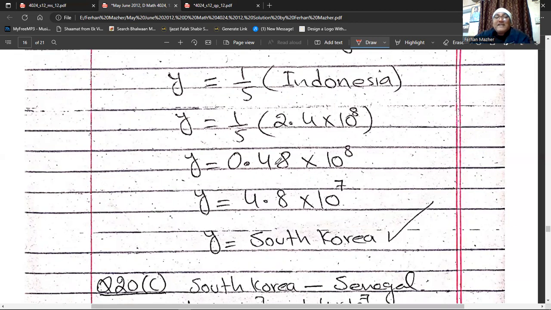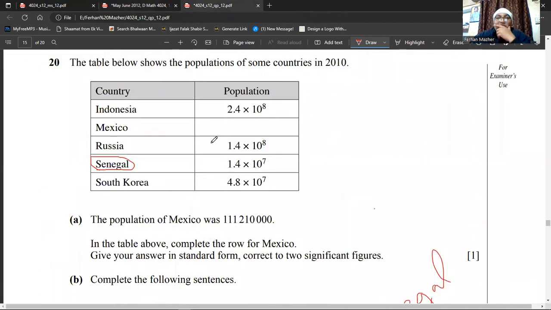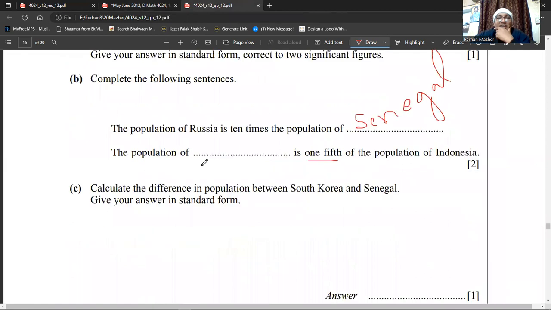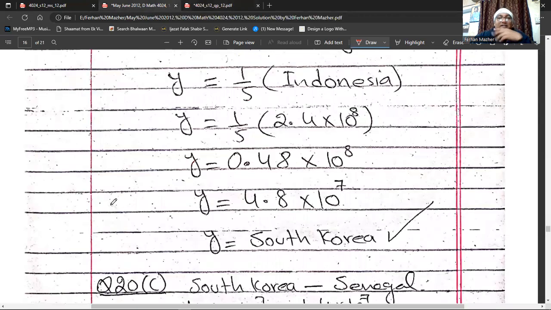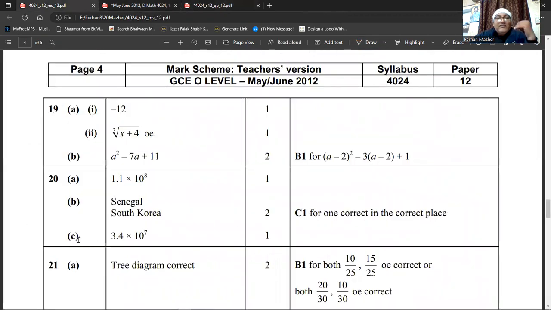So move this decimal one step here. The power will decrease by 1. So y will be equals to 4.8 x 10^7. So 4.8 x 10^7. Who is 4.8 x 10^7? Oh, it's South Korea. It is South Korea. So here you will write South Korea. Okay. I hope you understand South Korea. In the first blank, you have Senegal, and in the second blank, you have South Korea.